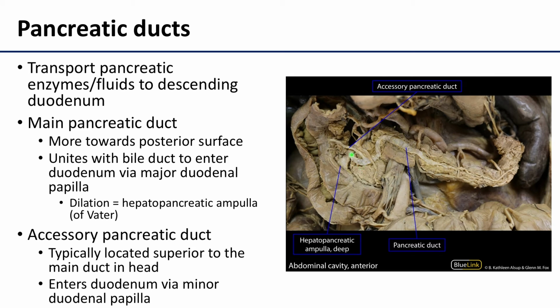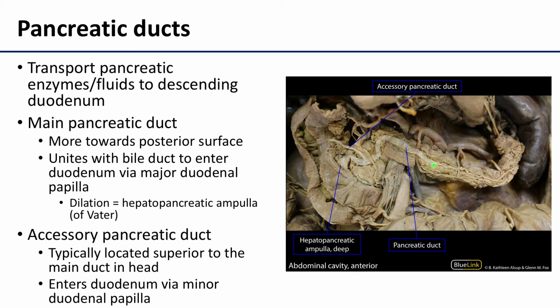Now, if we're looking back at the head, again, of the pancreas, this is really where you're going to see the bulk of the pancreatic ducts. Now, pancreatic ducts transport that exocrine material of the pancreas, so those pancreatic fluids, and that eventually needs to make its way to the descending or second part of the duodenum.